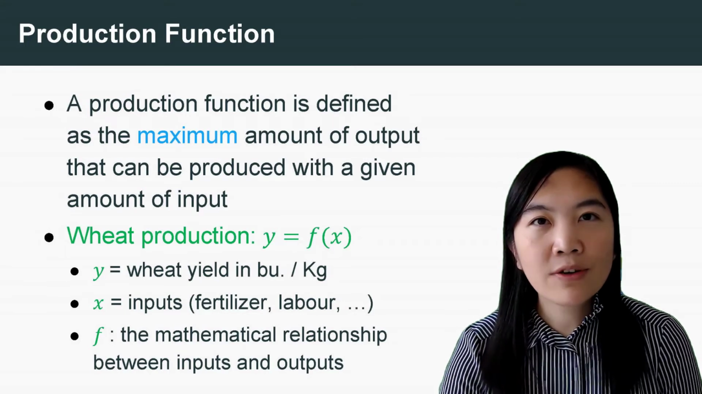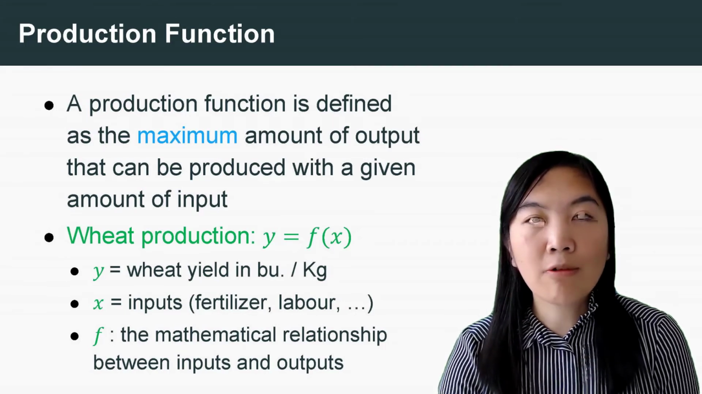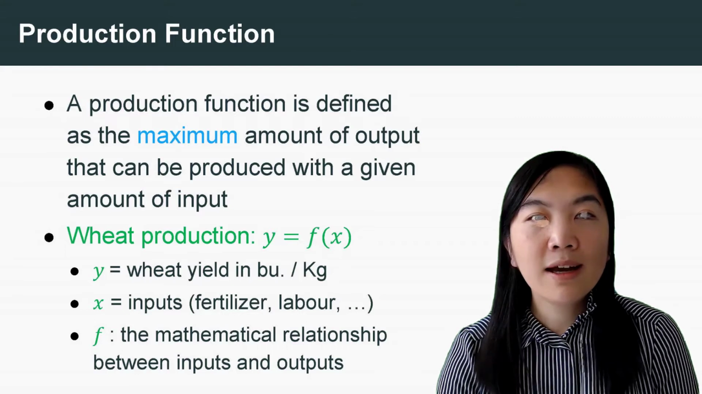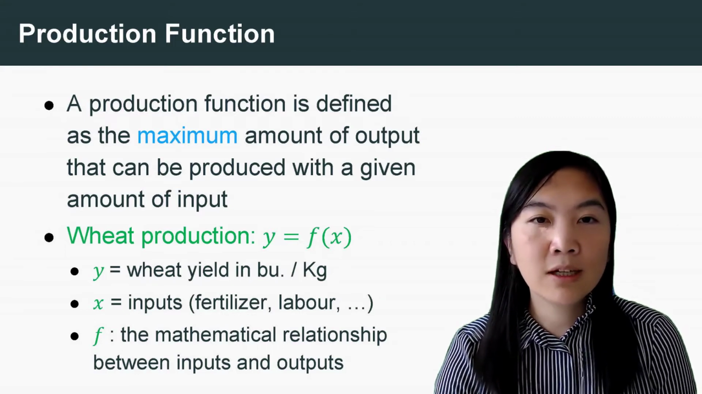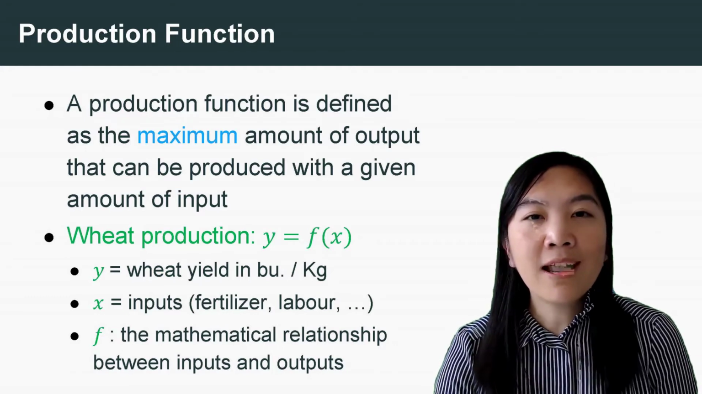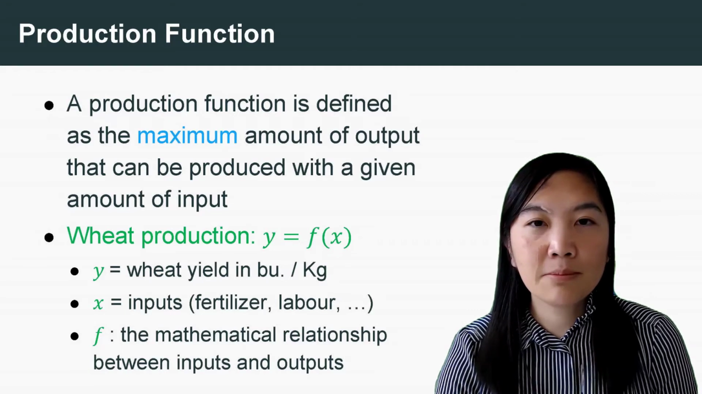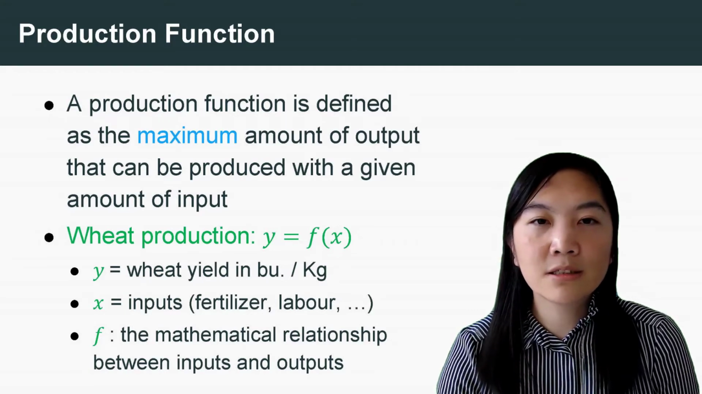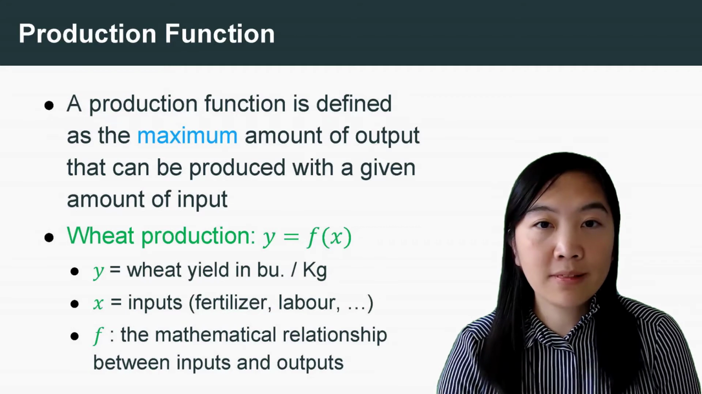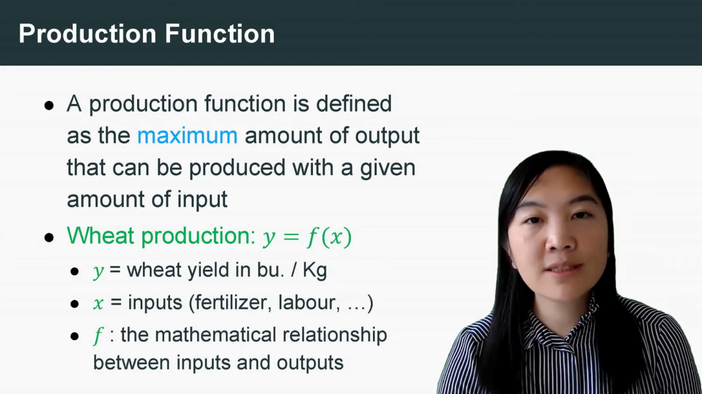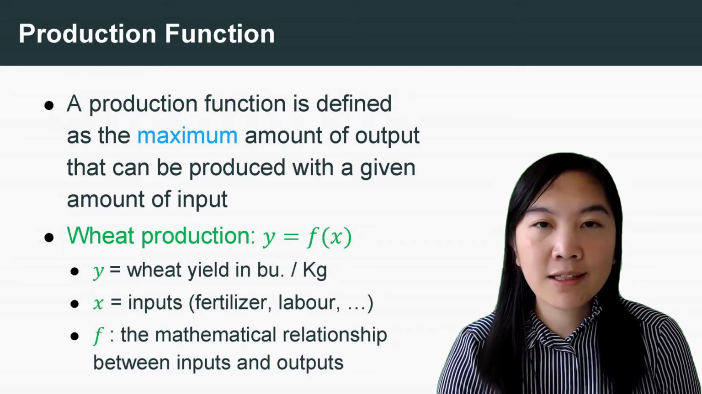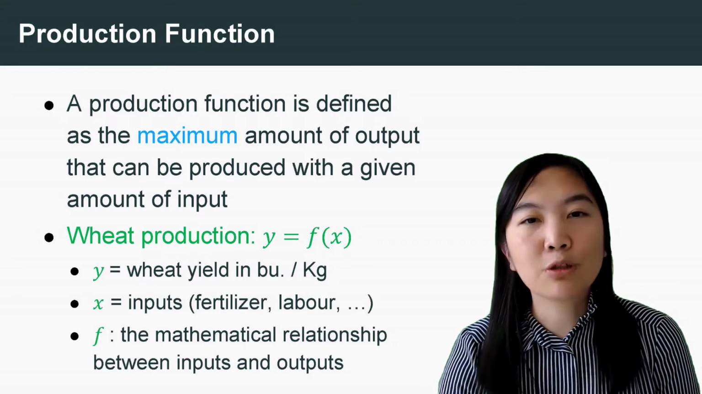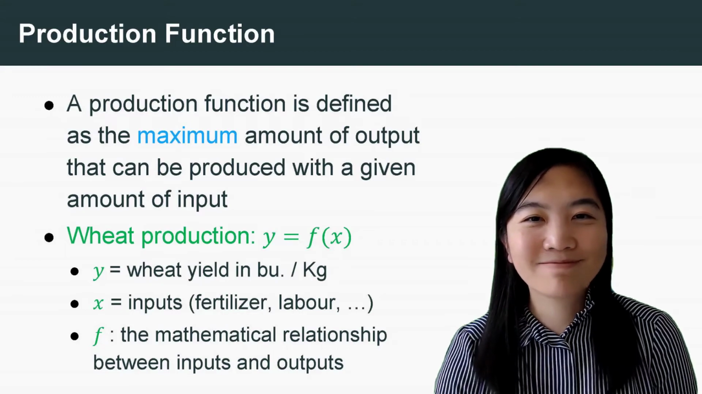So suppose you have a production relationship y equals f(x), and here y could be the wheat yield in kilograms or in bushels, and x is the input. It could be fertilizer, for example, nitrogen. It could be labor or something else that you're interested in. And the f here is the mathematical relationship between inputs and outputs.